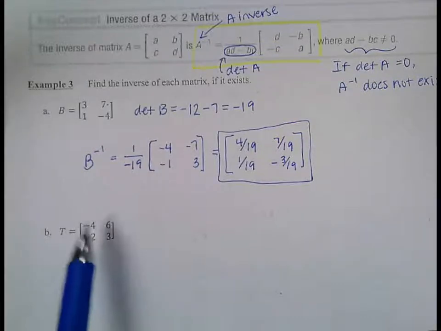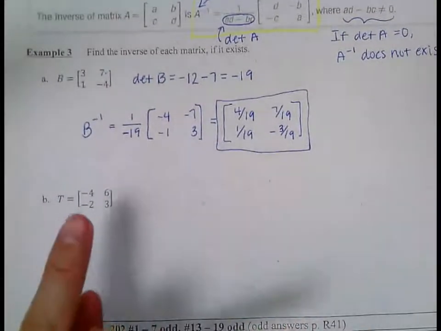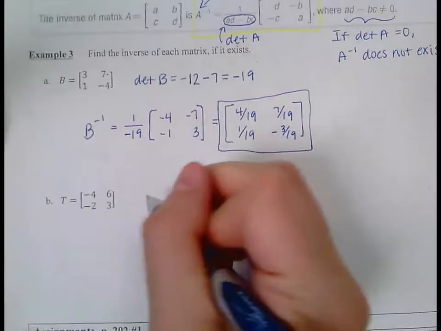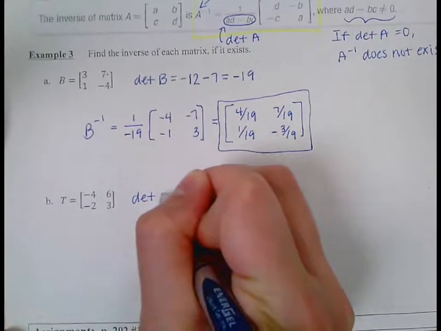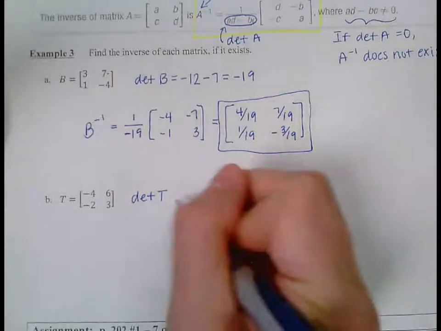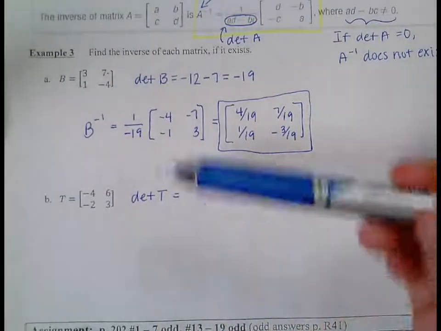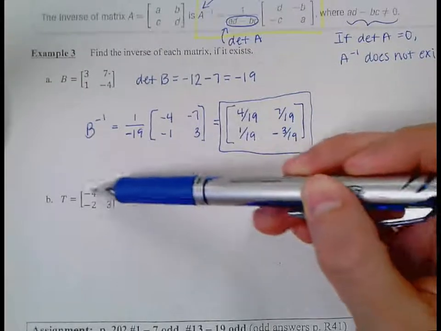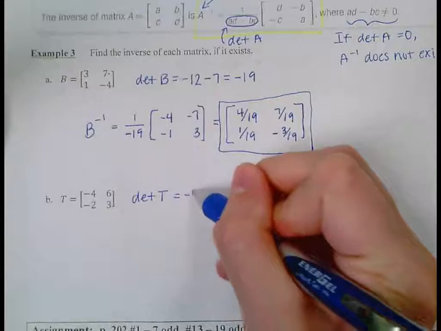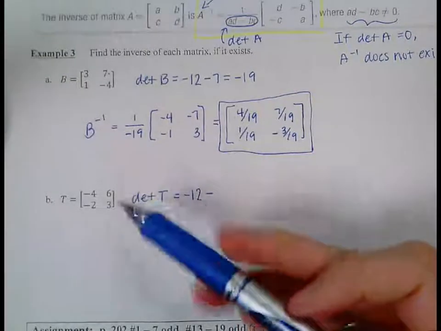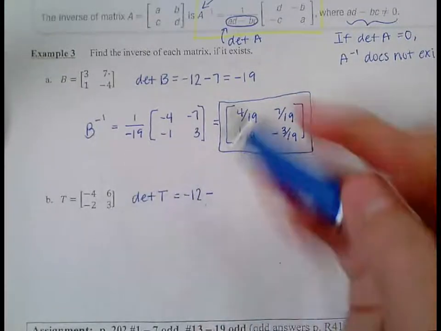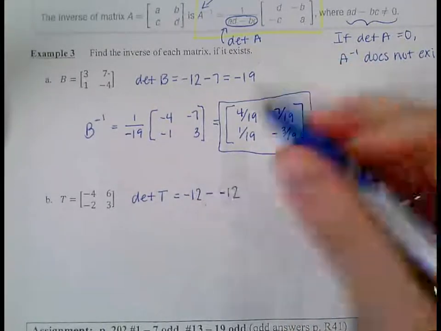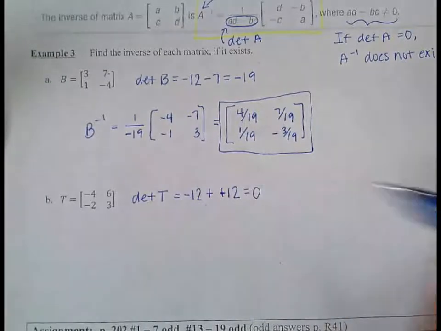Okay, so then for the second part, here we have matrix T. I included this one just to show you if we start this one out the same way. So to find the inverse, you first find the determinant of matrix T. And again, that determinant, I'm going to have the product of the main diagonal, negative 4 times 3 is negative 12, minus the product of the other diagonal is also negative 12. So if I have negative 12 minus negative 12, that's really plus 12. This is 0.